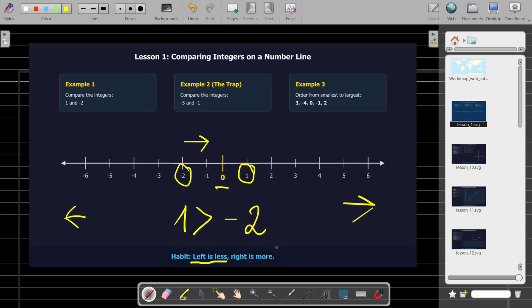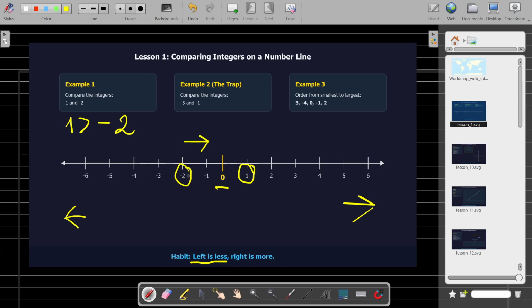We can also flip this, by the way. Let's erase this. We can also write it like negative 2 is less than 1. The arrow will point to the left if it's less, and to the right if it's larger. So the mouth is still eating the 1 here. It's the same fact, just written from another direction. So that's our first example. Let me write the answer right here: 1 is greater than negative 2.